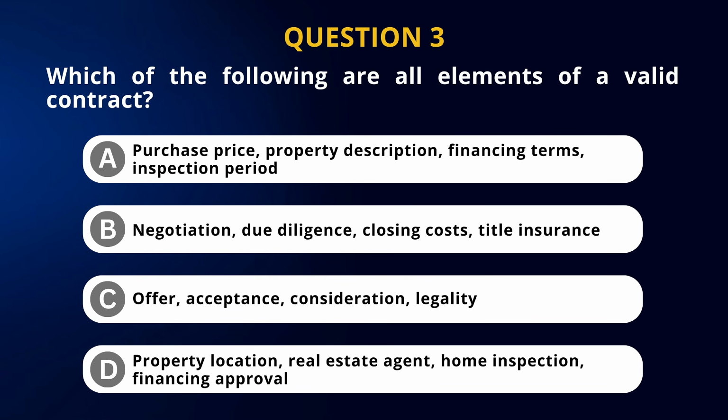Which of the following are all elements of a valid contract? Letter A, purchase price, property description, financing terms, inspection period. Letter B, negotiation, due diligence, closing costs, title insurance. Letter C, offer, acceptance, consideration, legality. Letter D, property location, real estate agent, home inspection, and financing approval.